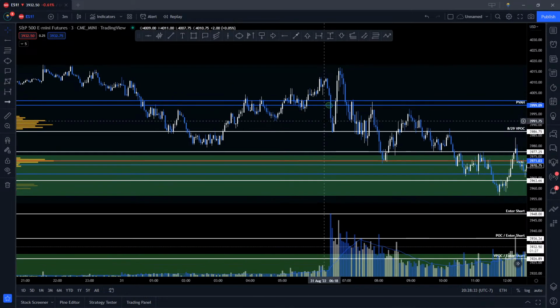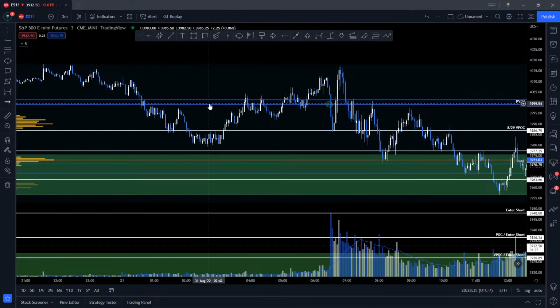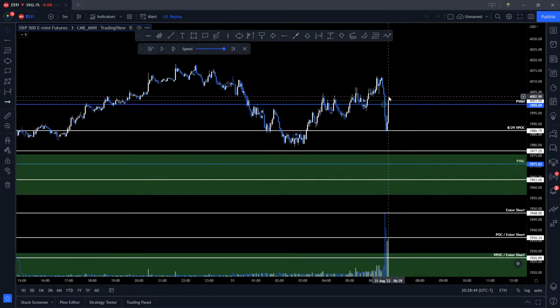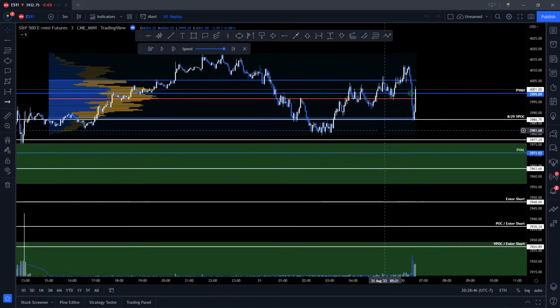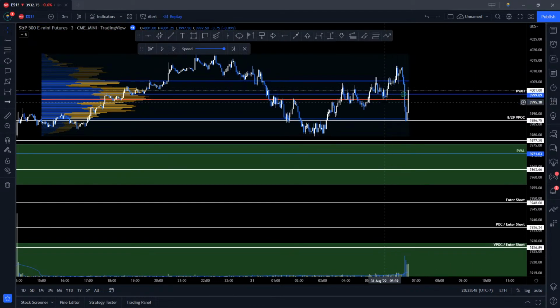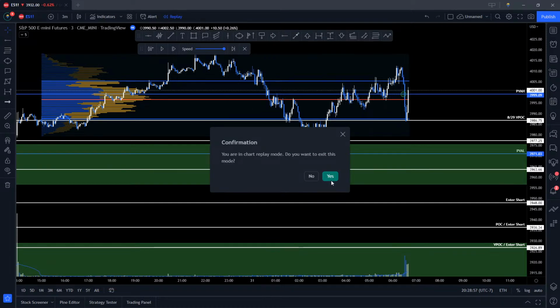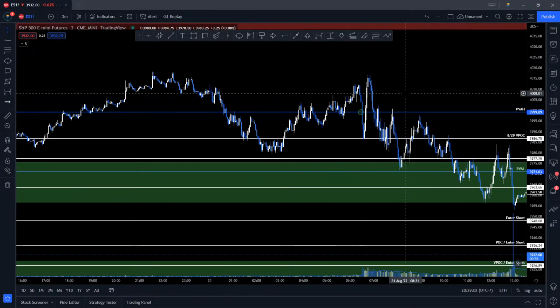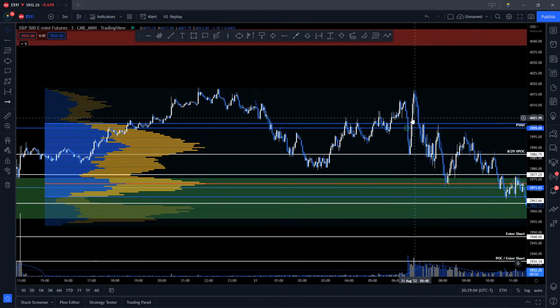And this line here is irrelevant. This is our current day's forming value area high. And if we replay to here, that line's not going to be there. It's going to move based on whatever's happening during the day. So basically I'm saying ignore this upper blue line.